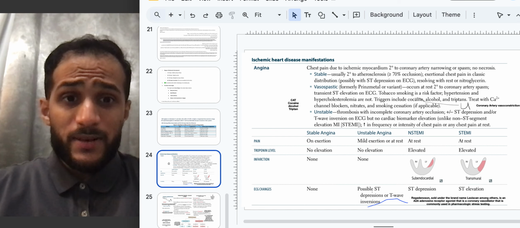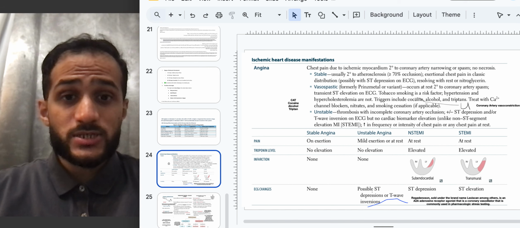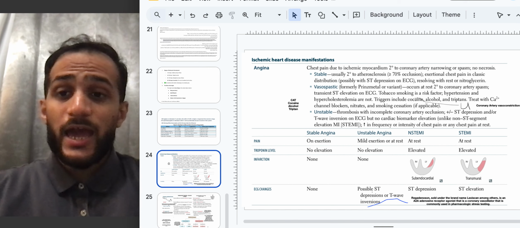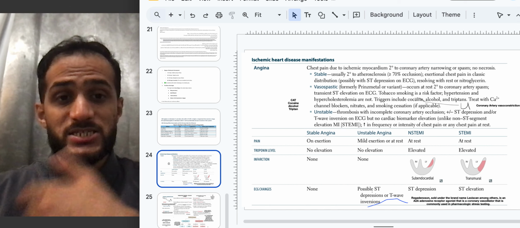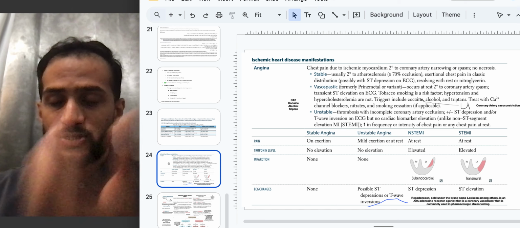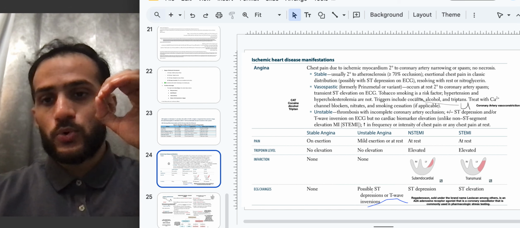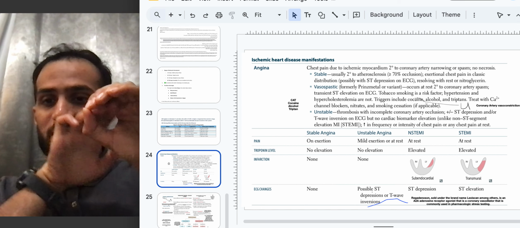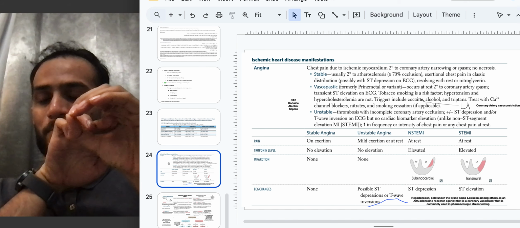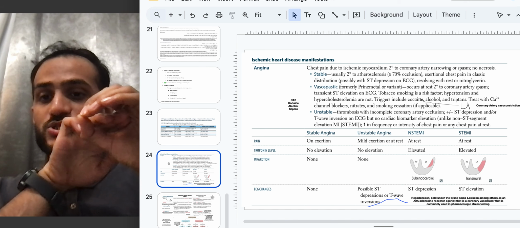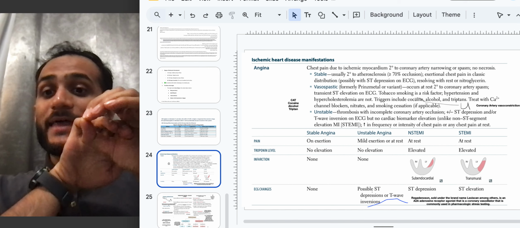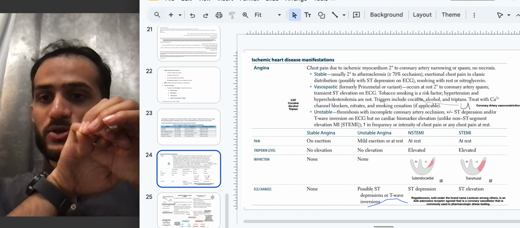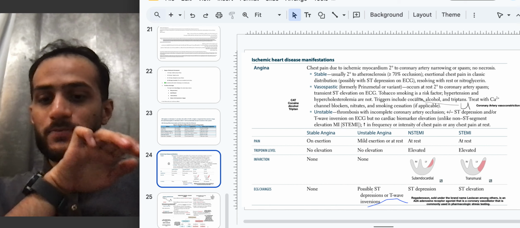All right, so stable angina. This is going to be due to atherosclerosis, and it's due to 70% occlusion. And this is going to be exertional chest pain, with classic ST depression on ECGs, and it's going to be relieved by rest or nitroglycerin. So as we know, it's going to be 70% occlusion, so you only have that top part open. Now, if you exercise, there's going to be more demand. But that blood demand cannot be met because we have this occlusion, and that's what is going to be causing that ischemia to occur, and that's what's going to be causing the ST depression.